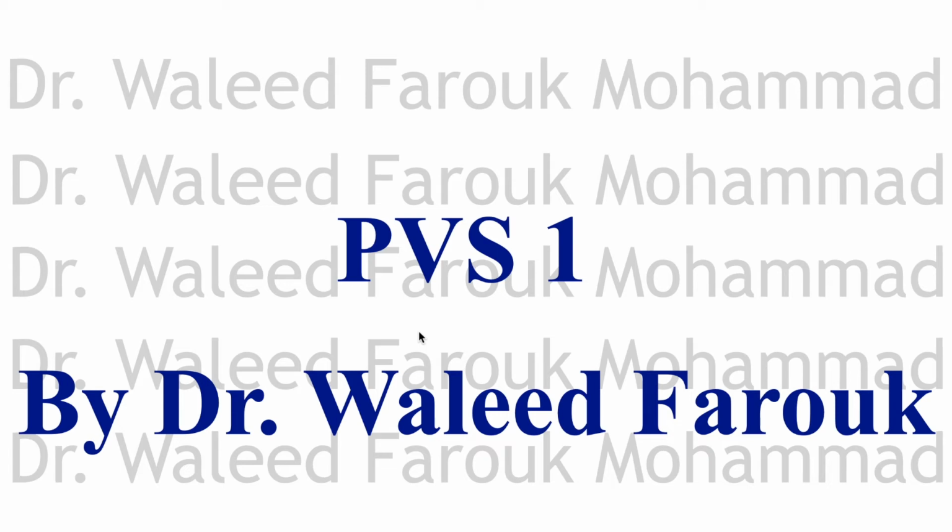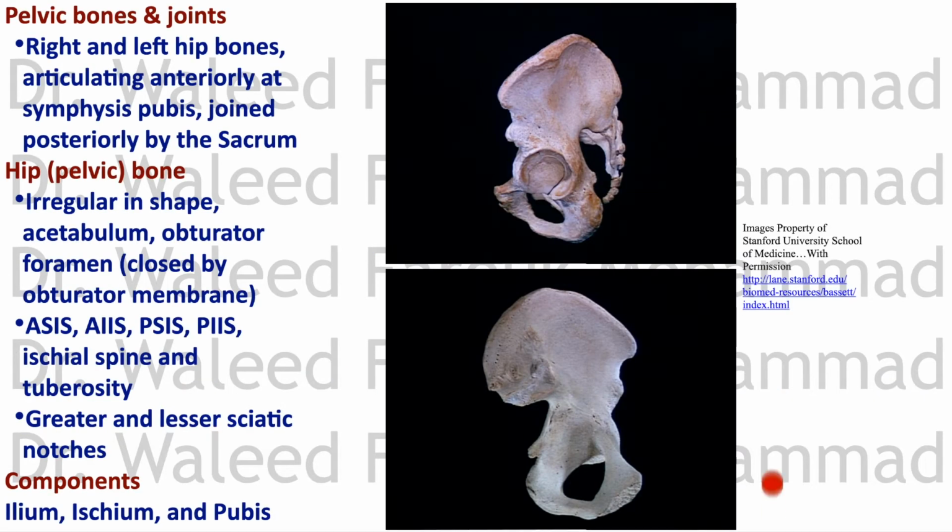This is the first lecture in the pelvis series, so let's begin. First, we will study the individual bones of the bony pelvis, which are the pelvic bones, the hip bones, two hip bones, and joined by the sacrum. Anteriorly, the hip bones are joined at the symphysis pubis, and posteriorly, they articulate with the sacrum at the sacroiliac joints to form the bony pelvis, which is the part we are going to start with.